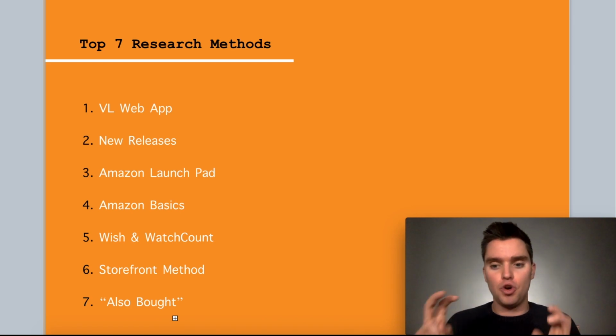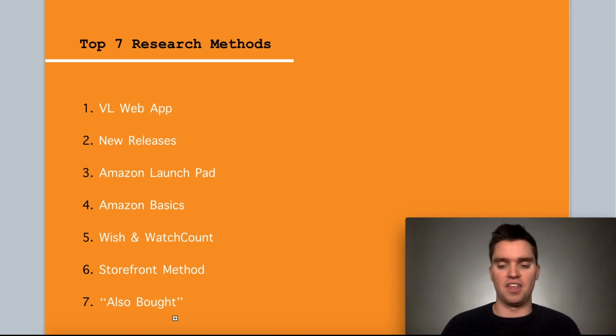Now, whether they're too competitive or if there's enough demand or anything like that, that's why you use the Chrome extension, okay? But it's a really, really great starting point, and I found a lot of great products through Wish.com and WatchCount.com. So number 6, the Storefront method. I really like this method.